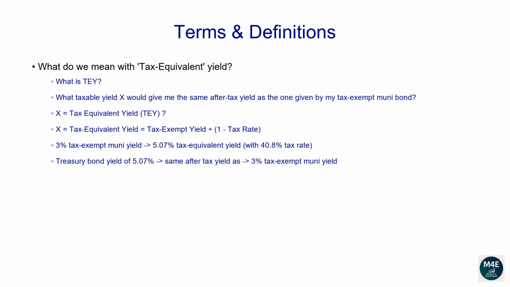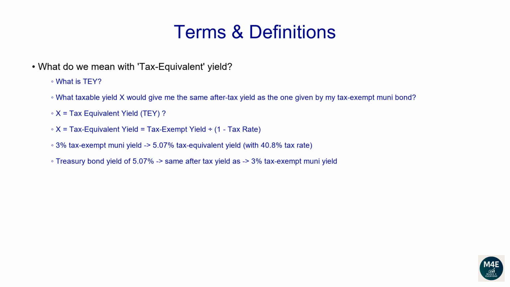What do we mean with tax-equivalent yield? From the previous slide, we know most but not all Muni bonds offer tax-exempt yields. However, in order to fairly compare a Muni bond to a taxable bond like a US Treasury, we need to ask, what taxable yield X would give me the same after-tax yield as the one given by my tax-exempt muni bond? This X is what is usually called tax-equivalent yield, TEY, and it shows what a taxable bond would need to yield to match the muni's tax-free return.